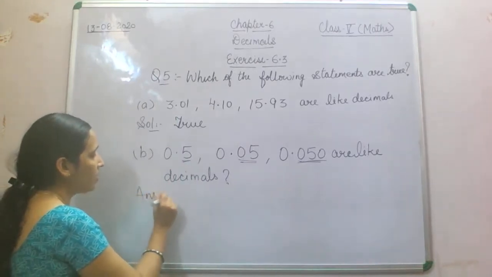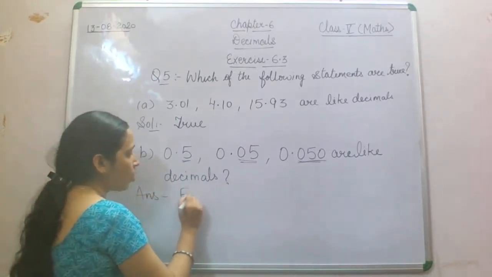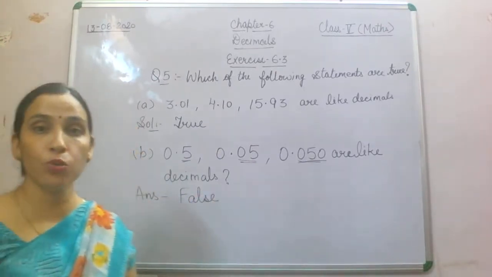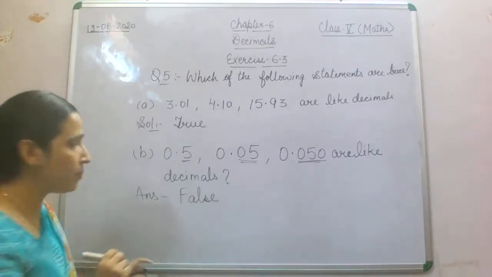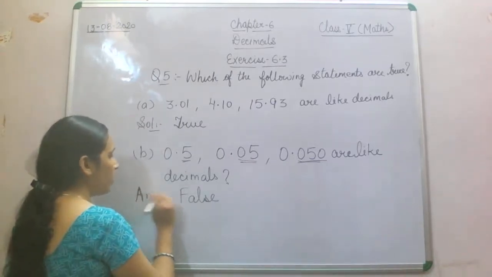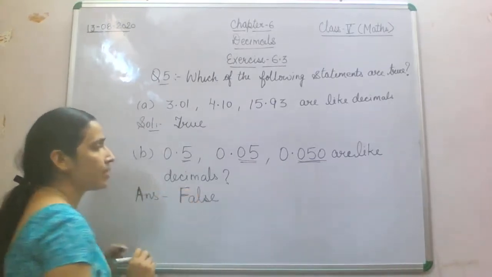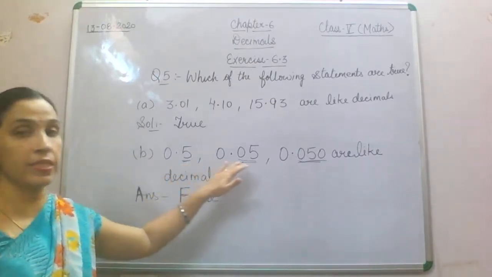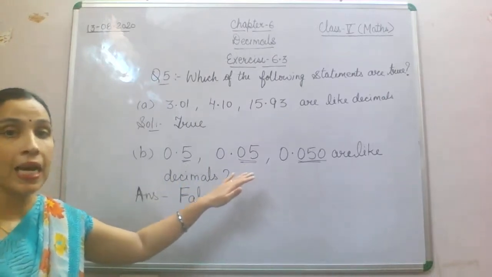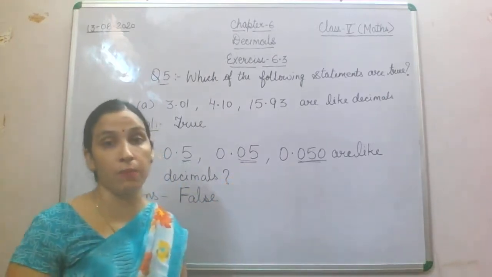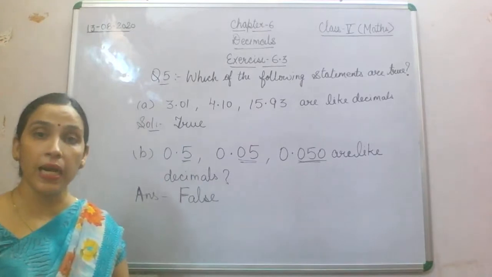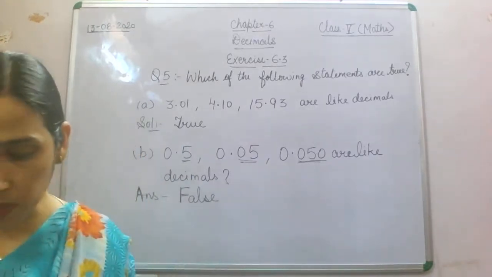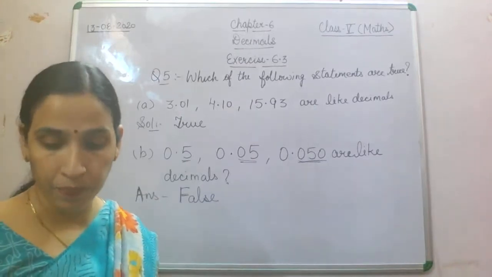What will be your answer? No, that is not true, that is false. This statement is not true, that is false. This is your false statement. Fine? Because in the first number you have 1 decimal place, in the second you have 2 decimal places, and in the third you have 3 decimal places. So that is not like decimal. Now we'll come to our next question.